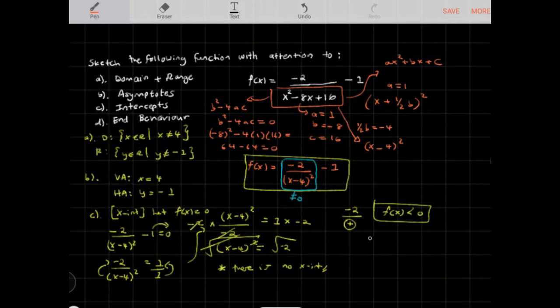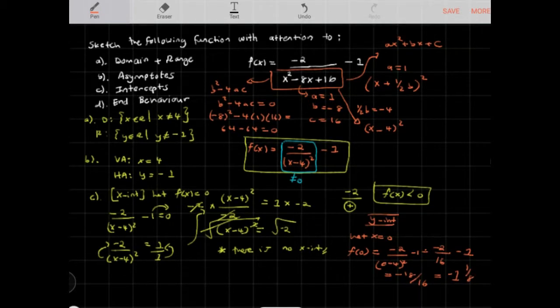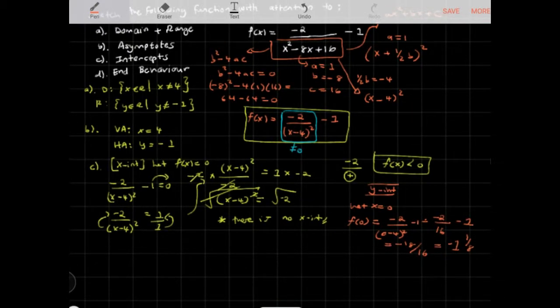We can attempt to also find our y-intercept. If I'm finding my y-intercept, I'm going to let x equal 0. So if I do f of 0 here, we get negative 2 over 0 minus 4 squared minus 1, which is negative 2 over 16 minus 1, which is basically negative 18 over 16. Negative 18 over 16 you can write as negative 1 and 2 over 16, or 1 and 1 over 8. So our y-intercept does exist. We have 0 and negative 1 and 1 over 8.